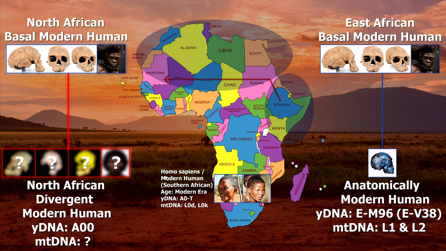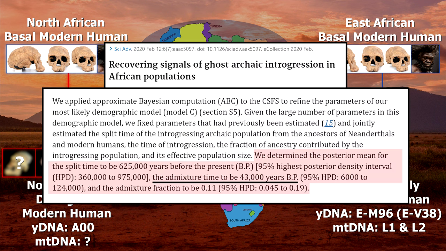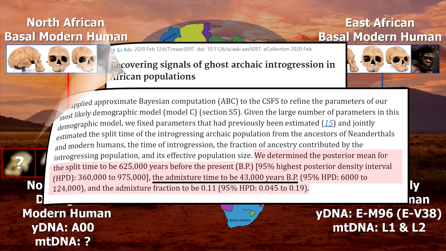This raises the question, who were the North African divergent modern humans? In order to answer this question, we must first consider the date of the admixture event through which West Africans have inherited deep modern human and archaic ancestry. The first aforementioned article says that it occurred effectively 43,000 years ago.